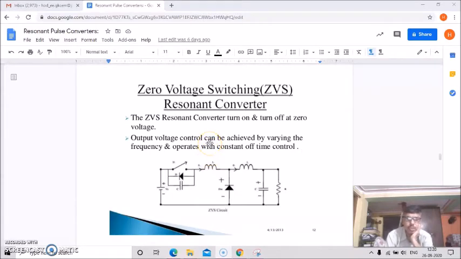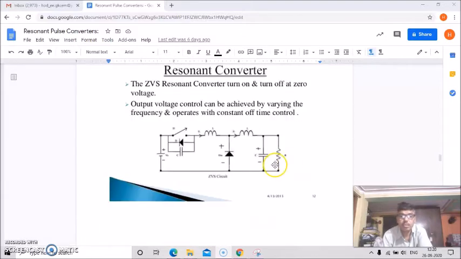As I was discussing about this zero voltage switching resonant converters, and I told you why it is called ZVS resonant converter. Basically, since its turn on and turn off happen at zero voltage, output voltage control can be achieved by varying the frequency and it operates with constant on-time control. And this is actually the ZVS circuit. See, this is the ZVS circuit.